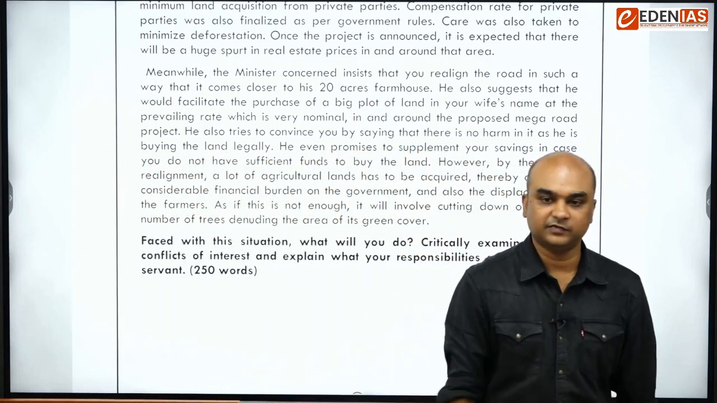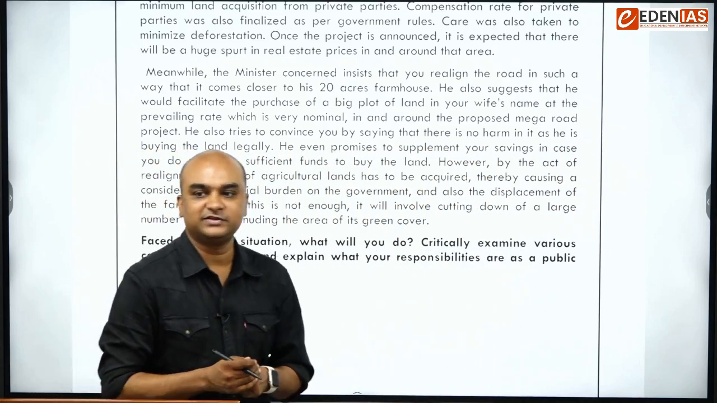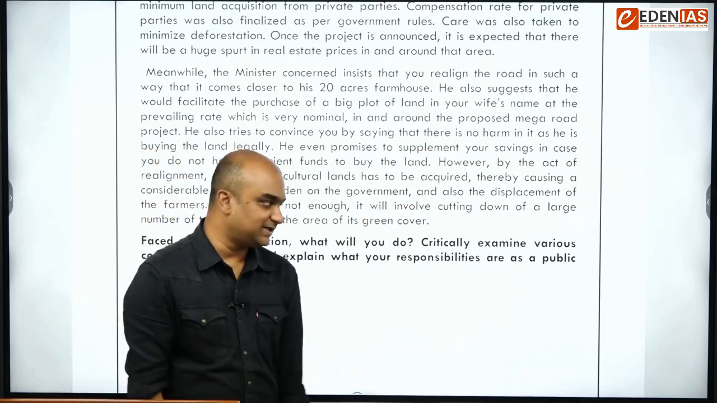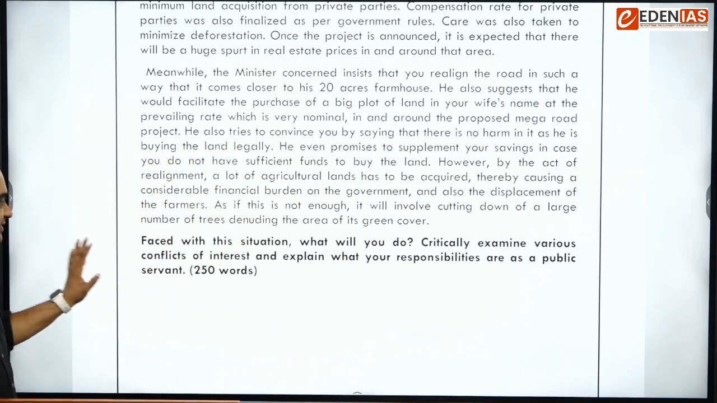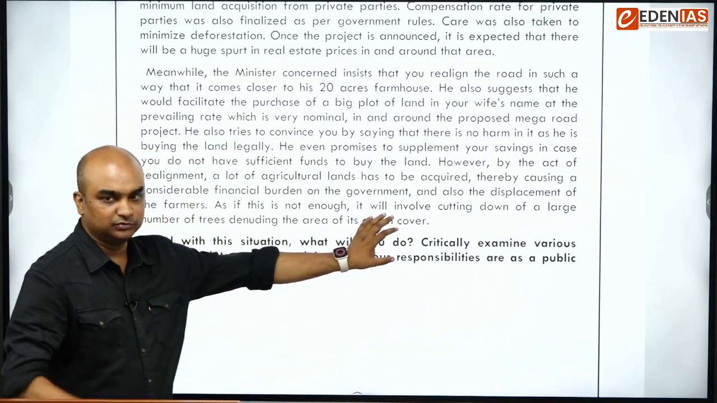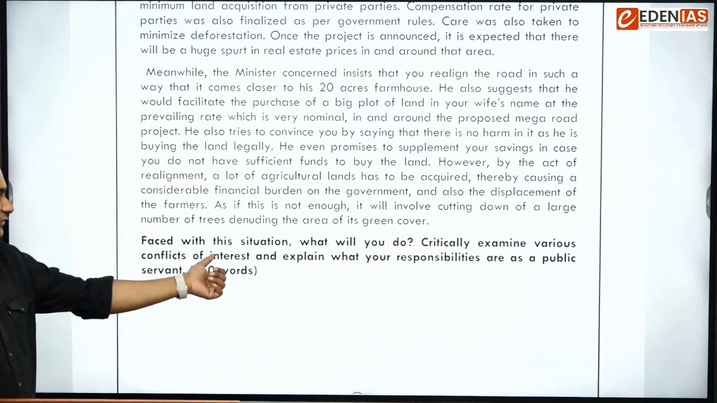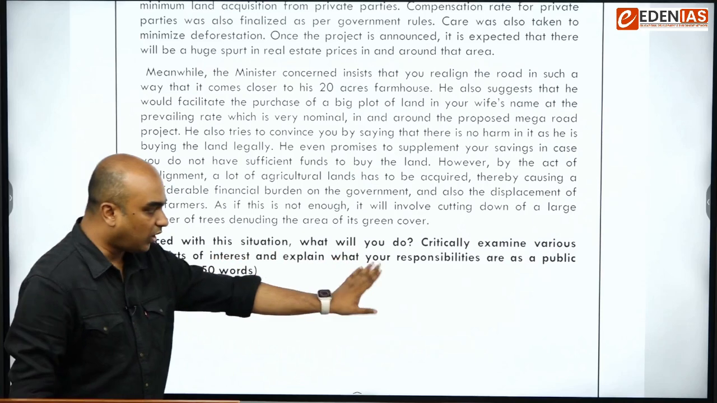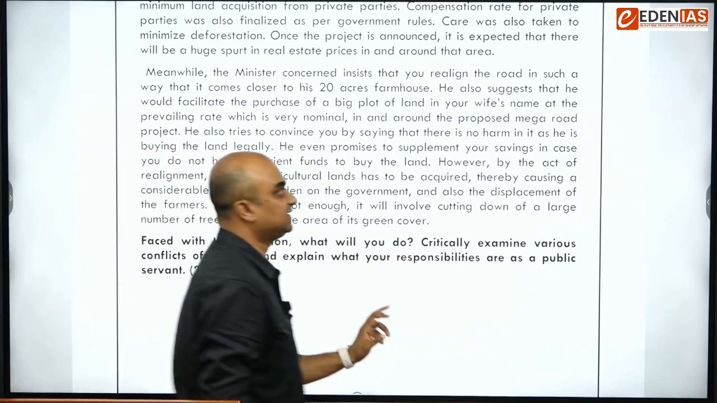Very good. Very good. Okay. Anybody else would like to add to this? Okay, so let's take this case. The case we already understand. There are three questions. Faced with this situation, what will you do? First question. Second question, critically examine various conflicts of interest and explain what your responsibilities are as a public servant.